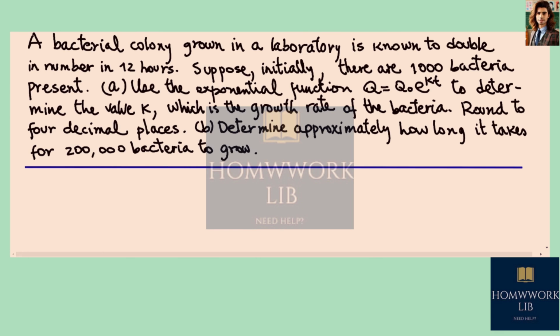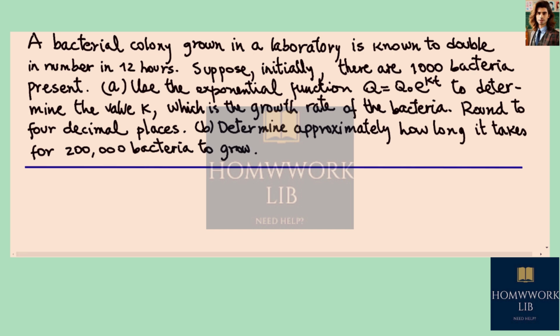A bacterial colony grown in a lab is known to double in number in 12 hours. Suppose initially there are 1,000 bacteria present. In part A, we use the exponential function q equals q0 times e to the k times t to determine the value k, which is the growth rate of the bacteria. We round the result to 4 decimal places. And in part B, we determine approximately how long it takes for 200,000 bacteria to grow.